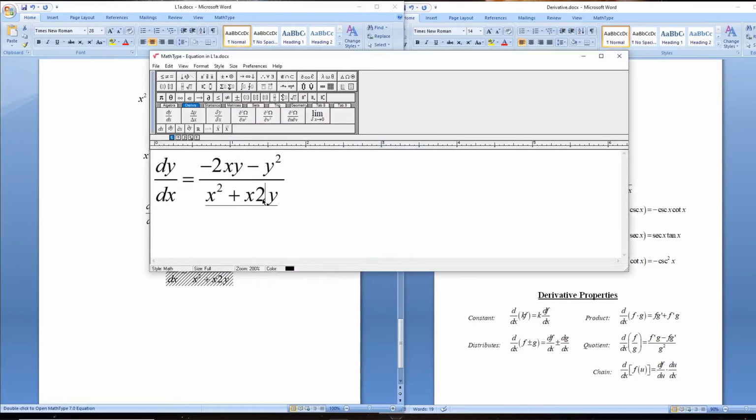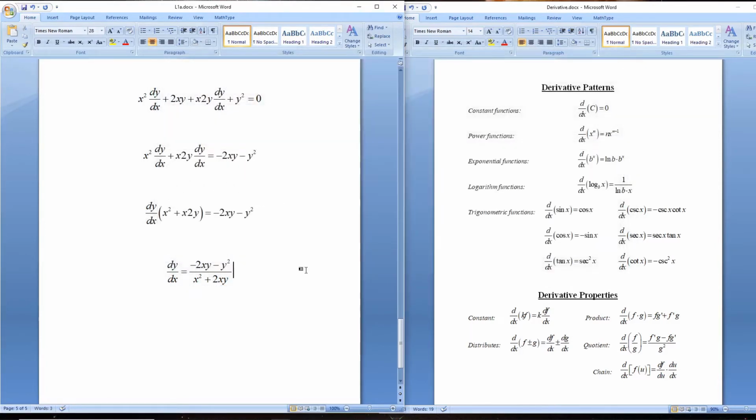And I really don't like that 2 sitting there. I'm just going to stick that 2 there. Doesn't that look so much nicer? But that's our final answer. That is our derivative.